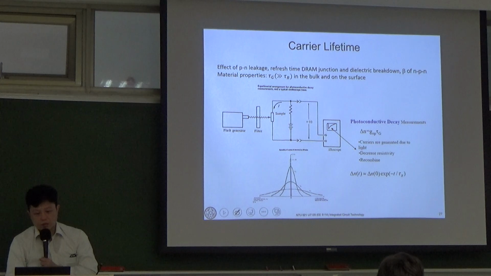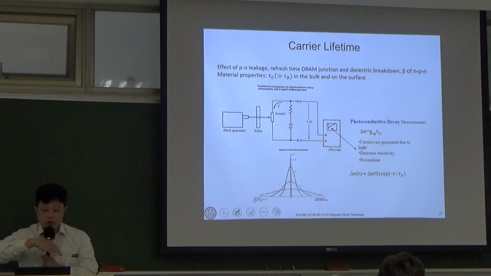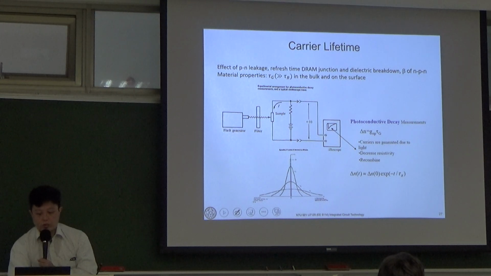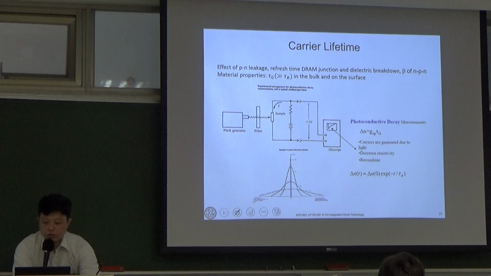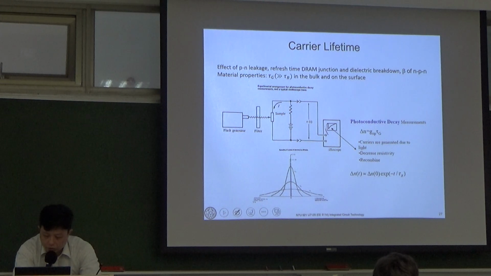But if you have a lot of defects, your recombination lifetime will be shorter. So you can see the current change with time is faster, and you can fit this time constant, which will give you the recombination rate of your defect. Basically, from the oscilloscope, you can see the current change with time, or your photoconductivity changing with time.